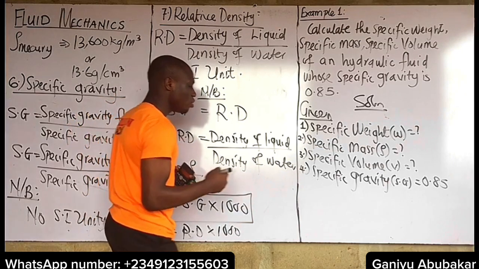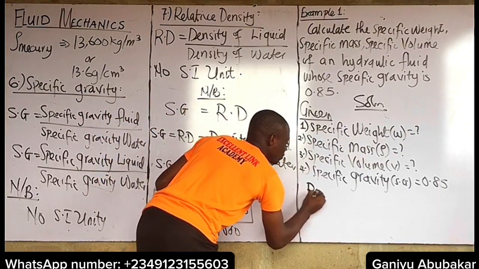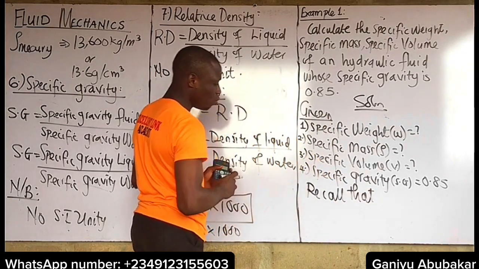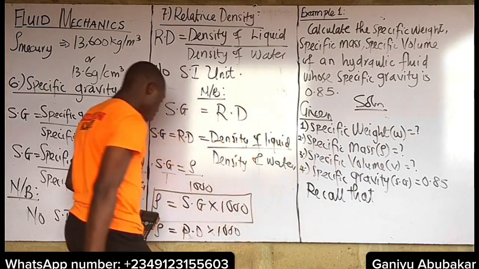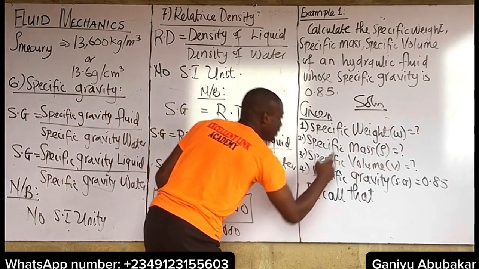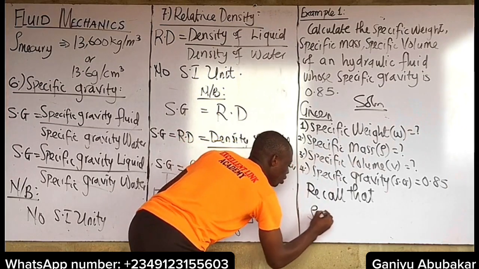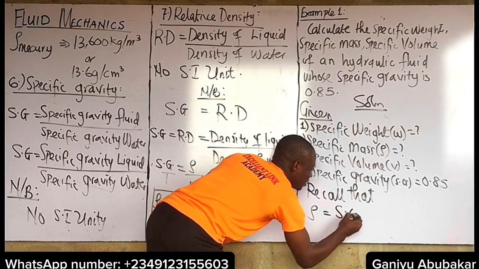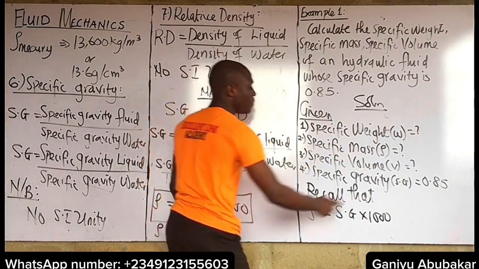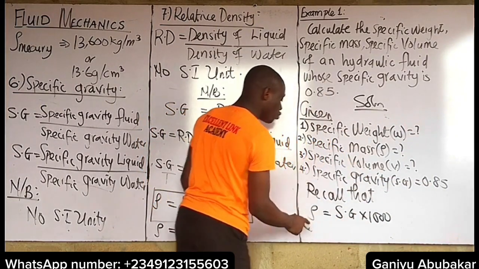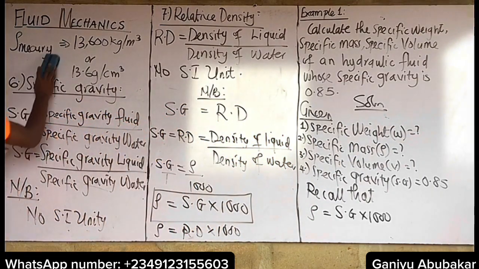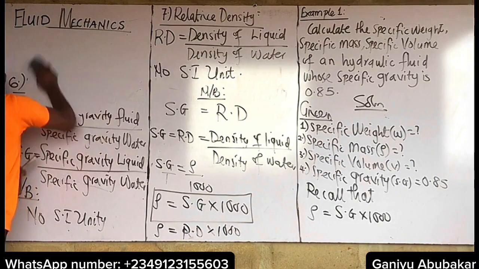Don't forget that we said, record that we said, look up from this point here, that mass density, that's rho, is specific gravity times 1000. So if I put this value here, I can easily get my mass density. So my mass density now is known.